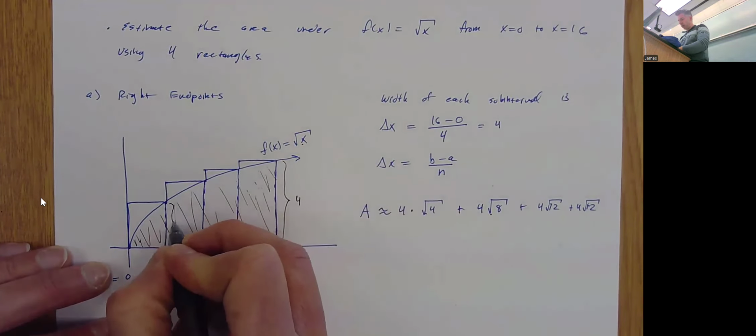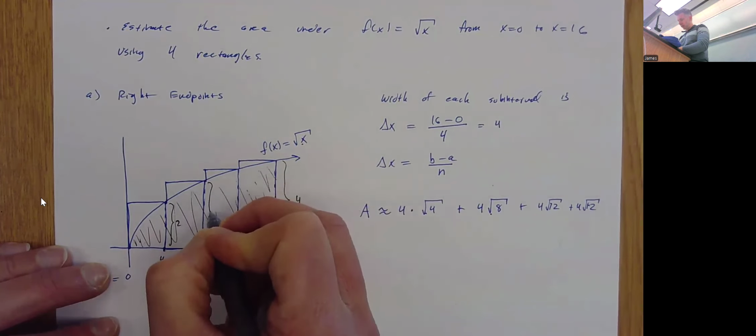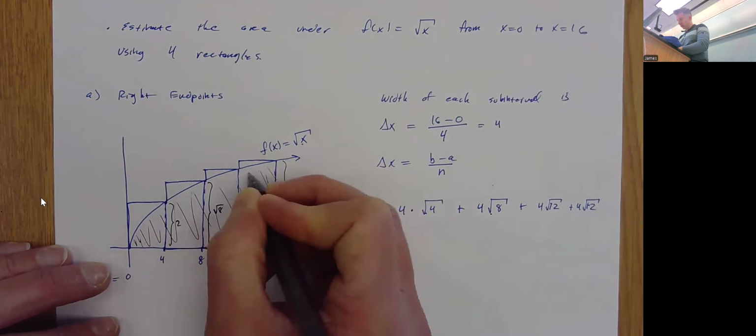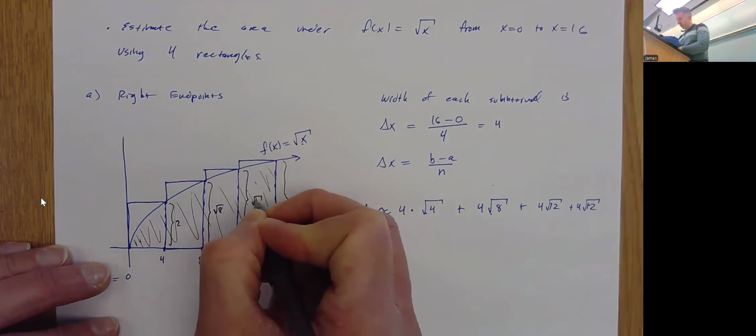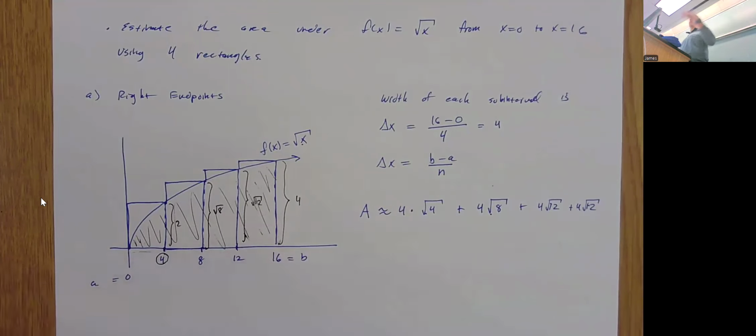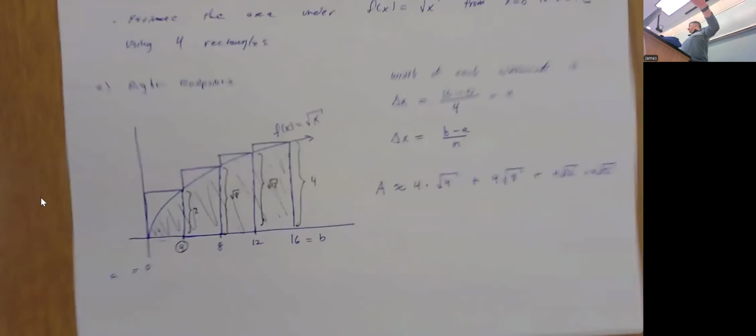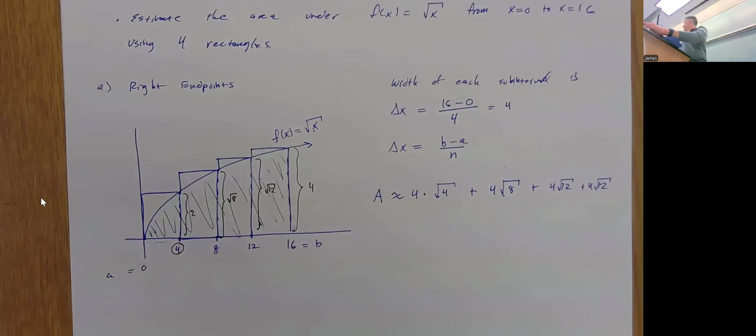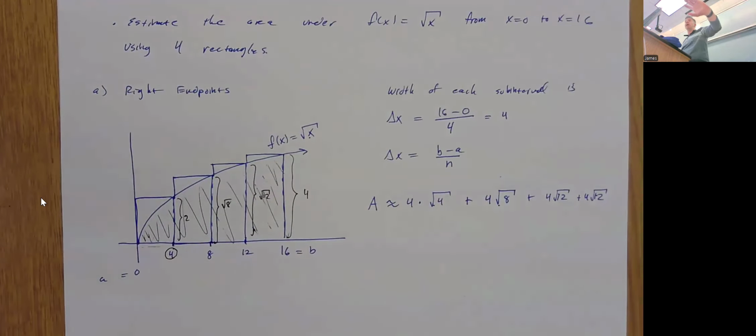Over here, square root of 4 is 2. Over here, it's not as nice. It's square root of 8. Over here, it's square root of 12. But we're plugging in this. So in this subinterval, we're plugging in this right endpoint because we said right endpoints, right? Not for any good reason other than we decided we were going to use right endpoints this time. Also, right endpoints are usually the most convenient.